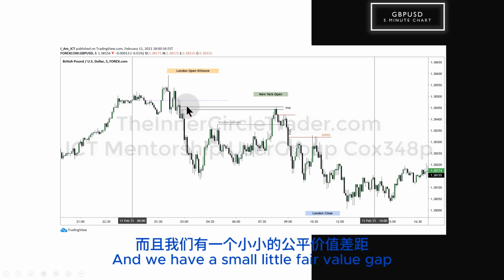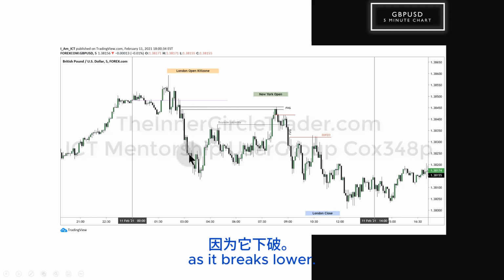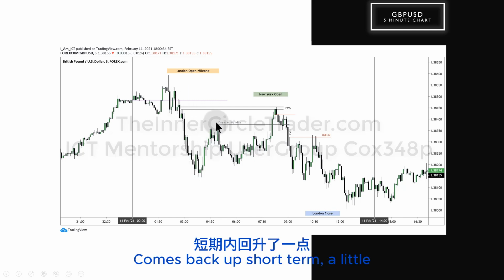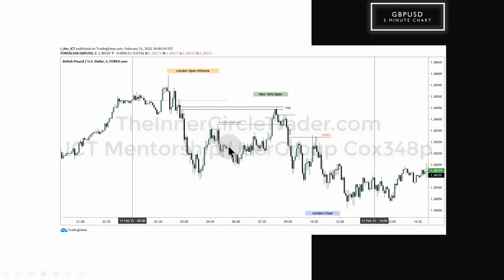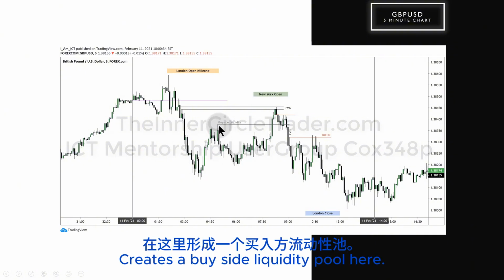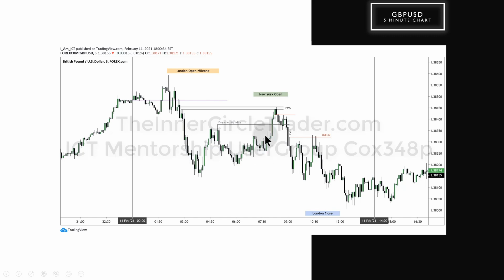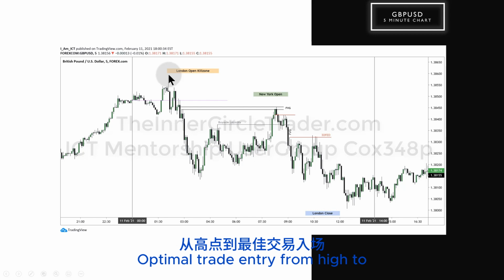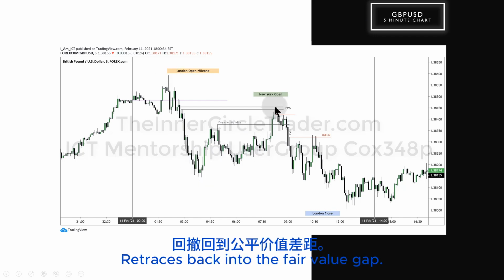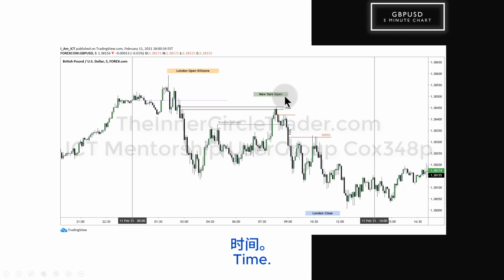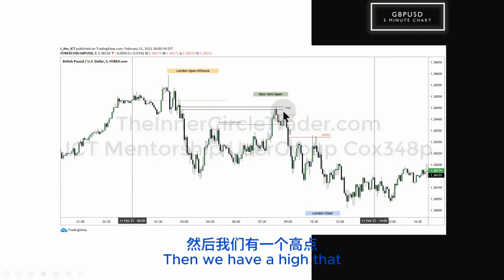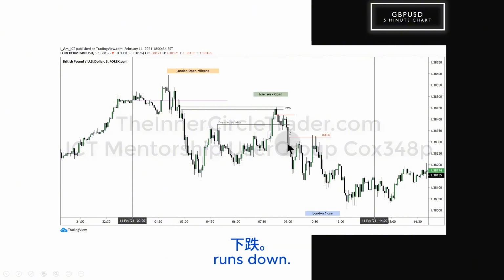And again, I'll cover that this weekend in the lesson, but we have the opening price at midnight in New York time here. Then we have a small little fair value gap as it breaks lower, comes back up, short-term little swing high, trades lower, creates a buy side liquidity pool here, runs up into New York open, closes the fair value gap, optimal trade entry from high to low, retraces back into the fair value gap, time, price, trades lower.